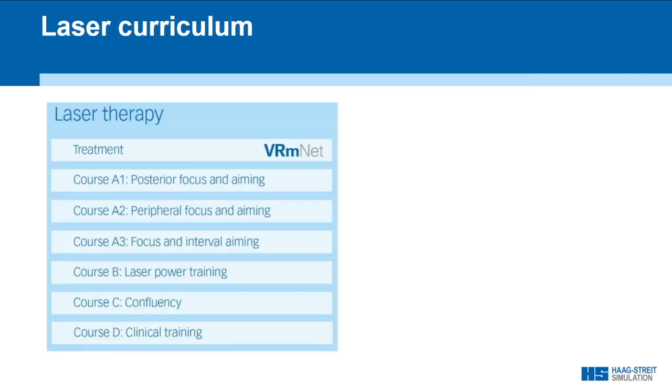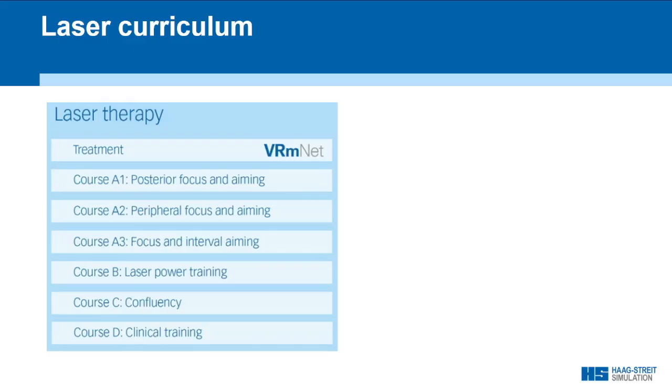Let's have a brief look at the new courseware, the laser therapy curriculum, and then we will speak about each section a little bit more in detail. First of all, we start with an online course that is in VRMNet. Then we have the practical courses. Course A1 and A2 is about focusing and aiming. A1 is more in the center, whereas A2 is more in the periphery.